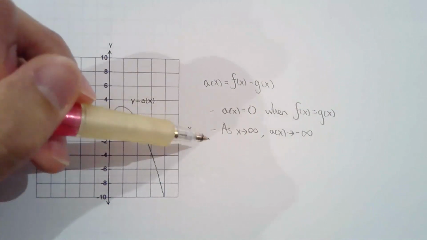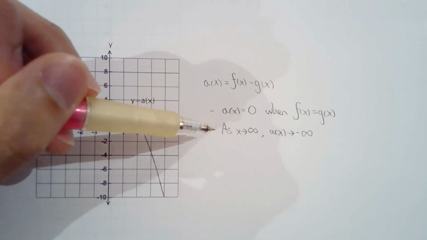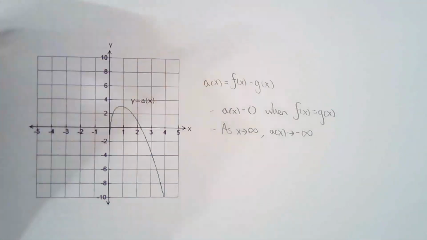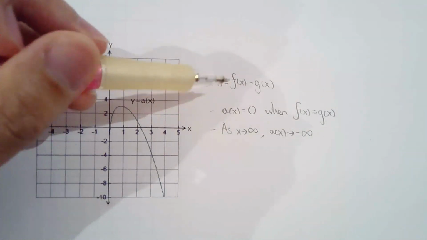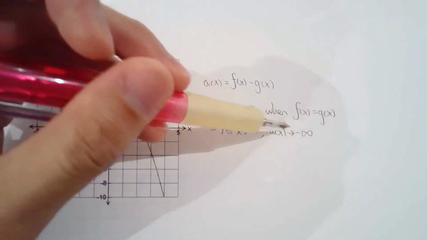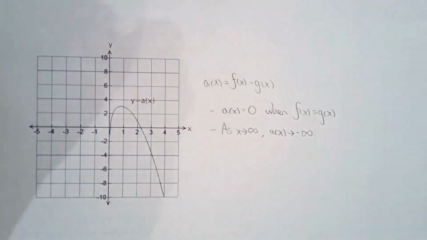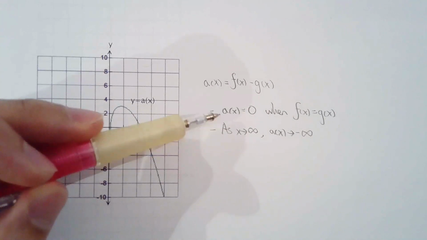So my second point I'm going to write as x approaches infinity. Okay, I'm talking about end behavior now. A of x approaches negative infinity. So this basically tells me that a of x cannot be g of x minus f of x. Because if it was g of x minus f of x, it would be going towards positive infinity. A of x would approach positive infinity. Now, since it's approaching negative infinity, I know it must be f minus g. So I don't really need a third point as of now.